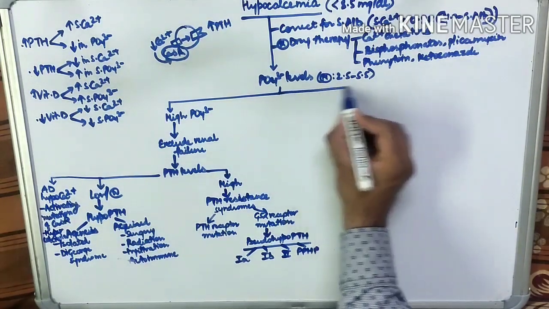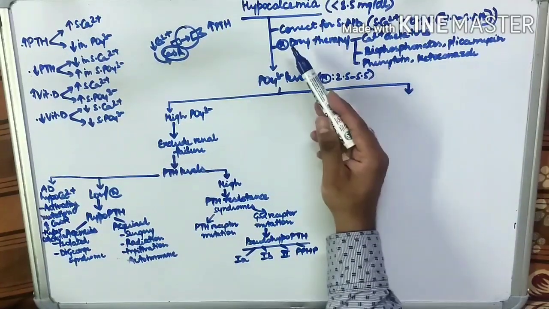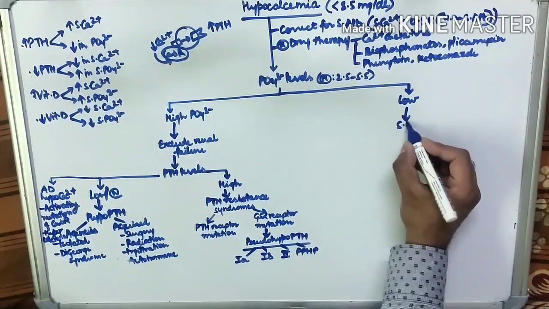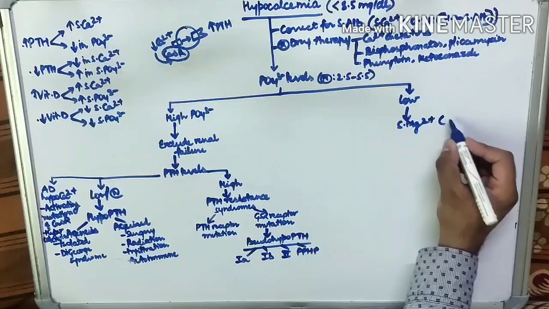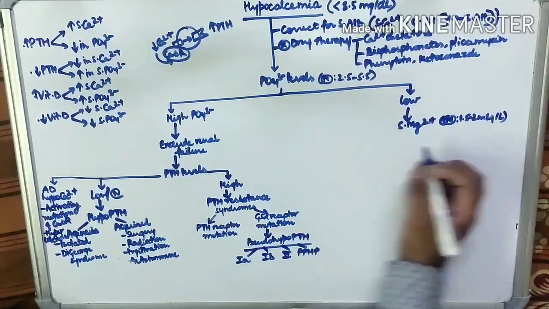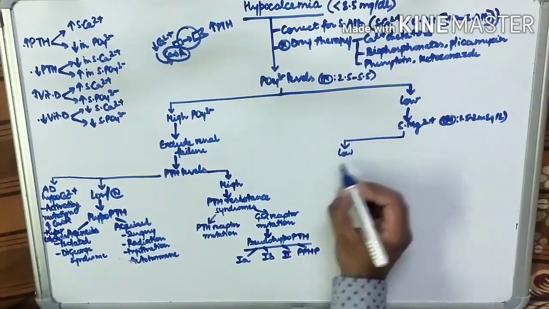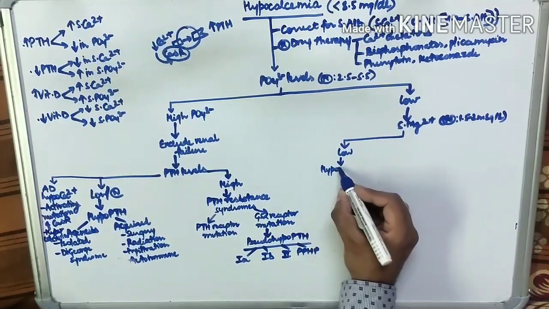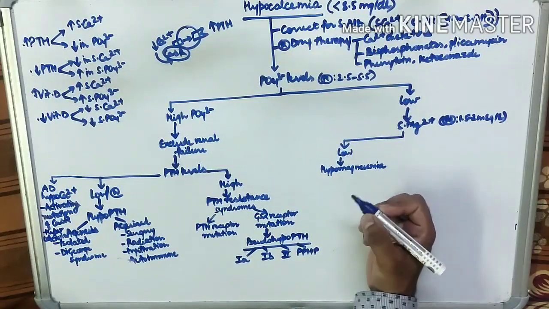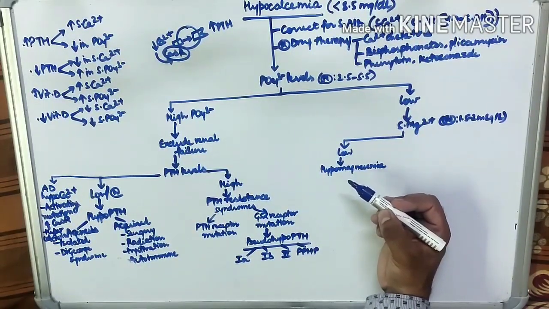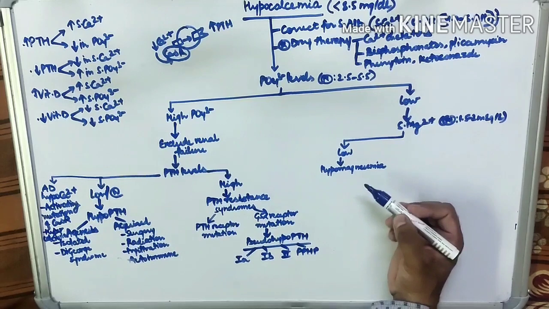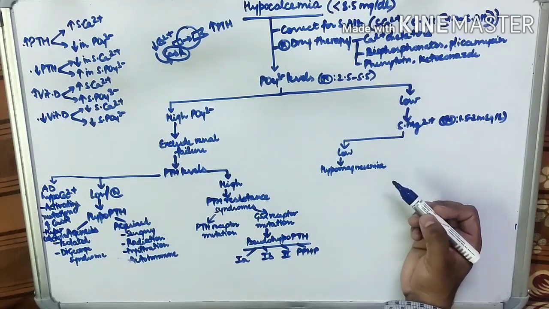Now coming on to the other spectrum, if in the setting of hypocalcemia phosphate levels are also low, assess serum magnesium levels. Normally it is 1.5 to 2 milliequivalent per liter. If serum magnesium levels are low, hypomagnesemia accounts for the combination of hypocalcemia and hypophosphatemia. And mind you, hypomagnesemia is an important cause of many electrolyte abnormalities like hypocalcemia, hypophosphatemia, and hypokalemia.